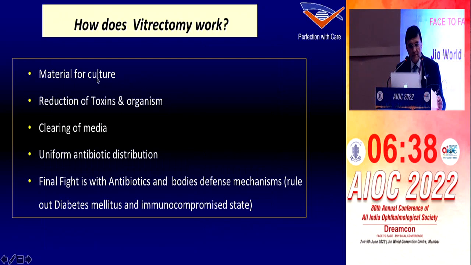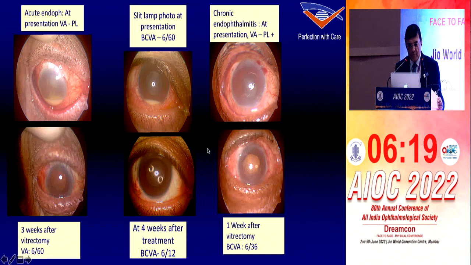So the vitrectomy basically works by providing us material for culture. It reduces the toxins and the organisms. It clears up the media, so basically it debulks it. And then there is a uniform distribution of antibiotics. The final fight with the organisms is by antibiotics. Vitrectomy only helps us in that fight.